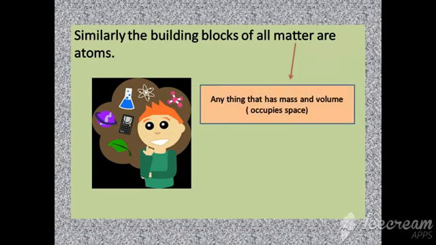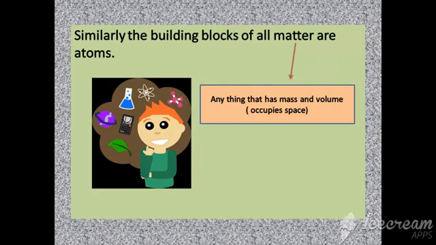What do you mean by matter? Anything that has mass and volume, which occupies space. Any substance which occupies space, we call it matter.